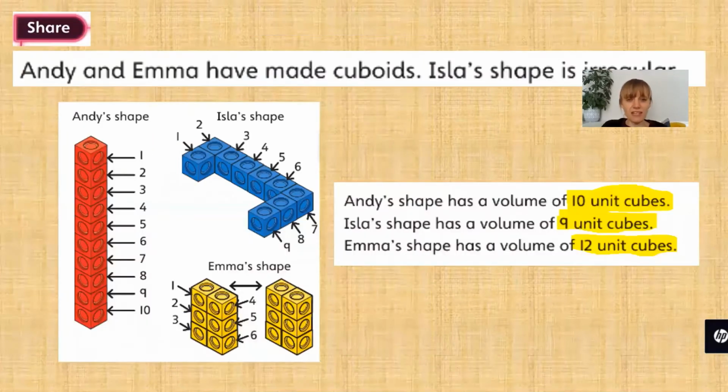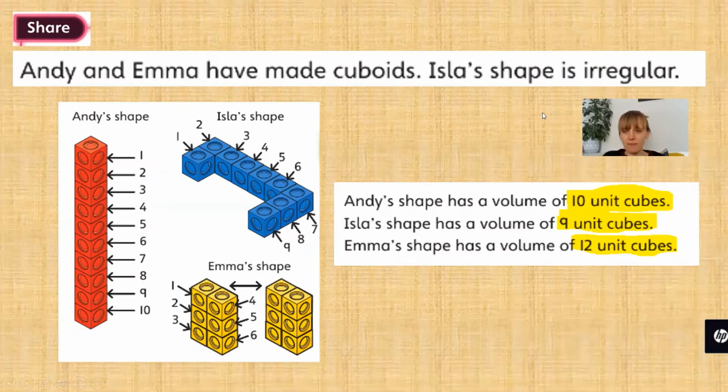So Andy and Emma, they have both built types of cuboids. However, Isla's shape is irregular because it doesn't follow a regular pattern. But Andy's shape is nice and straightforward. We can see that this has got 10 unit cubes as a volume. I've highlighted it over here. Isla's shape again, we could count going around, and that's got 9 unit cube volume.